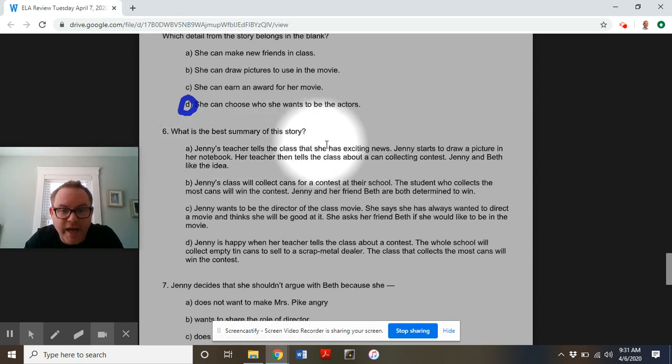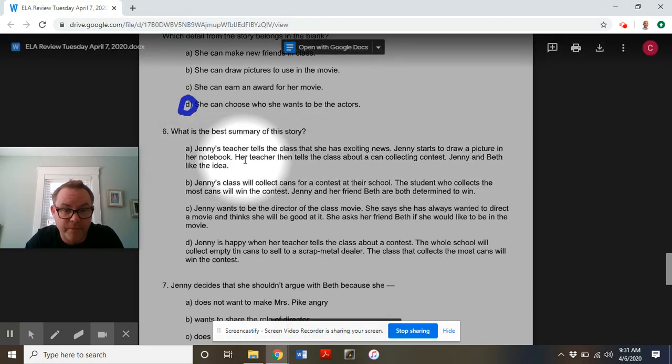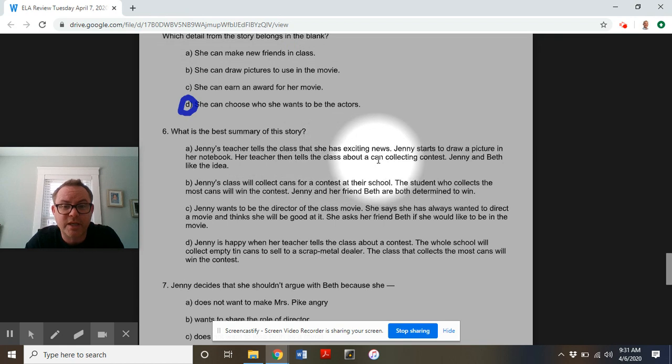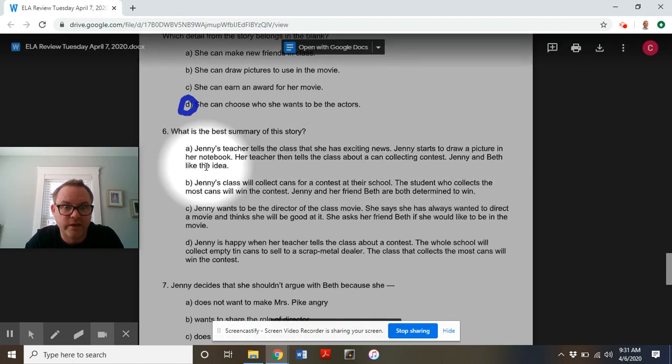A. Jenny's teacher tells the class that she has some exciting news. Jenny starts to draw a picture in her notebook. Her teacher then tells the class about a can collecting contest. Jenny and Beth like the idea.